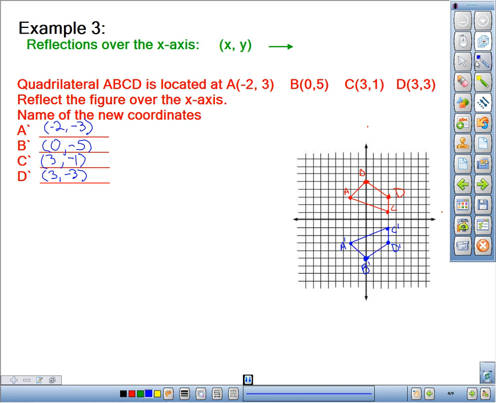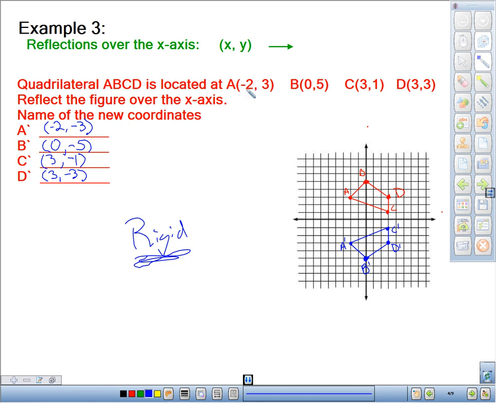Let's make some observations. Okay? Once again, we've got a rigid transformation. Notice our pre-image and our image look exactly the same. The only difference is that our image is the mirror image of our original. Everything else is exactly the same. So this is a rigid transformation. But let's look at something else. Let's look at our coordinates.